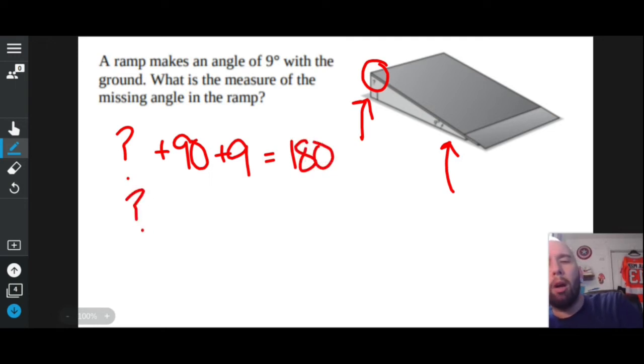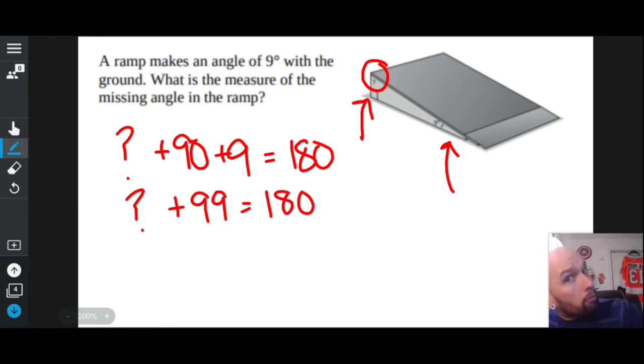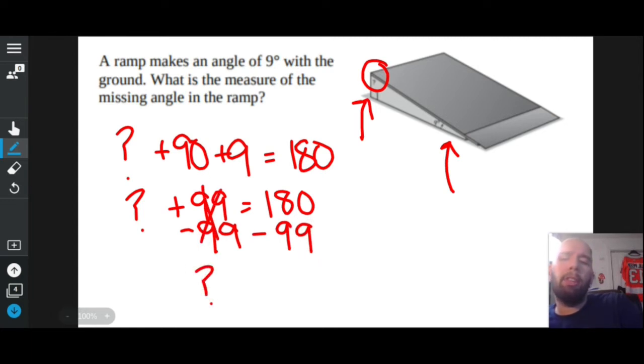So question mark plus 99, ooh, that's how many problems Jay-Z had, equals 180. Minus 99, and that missing angle is going to be 81 degrees.